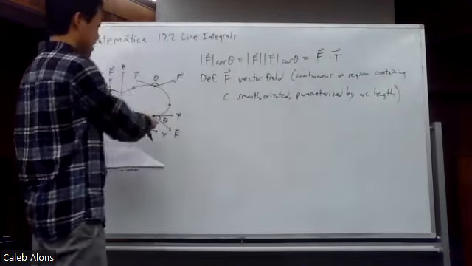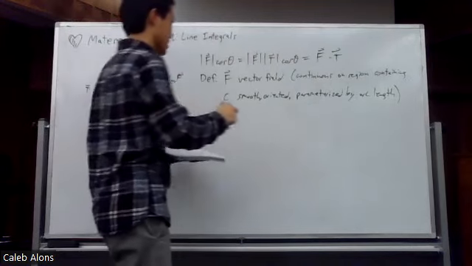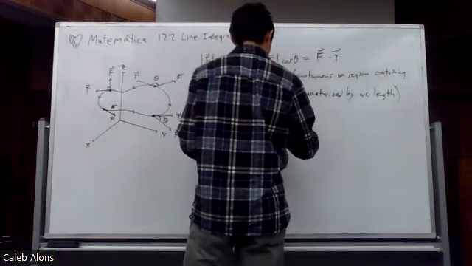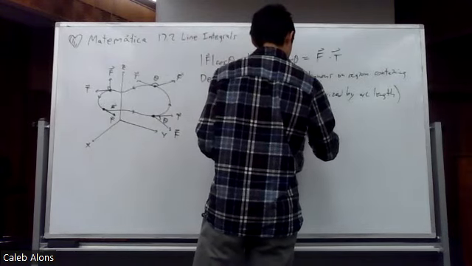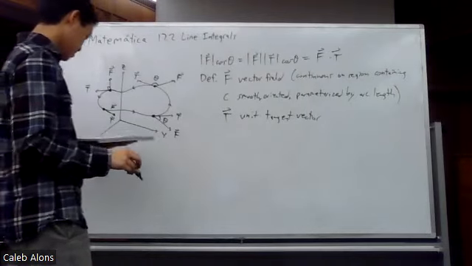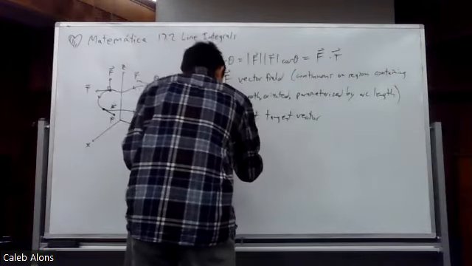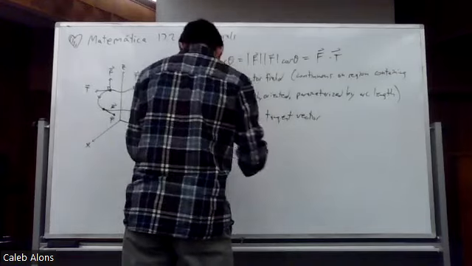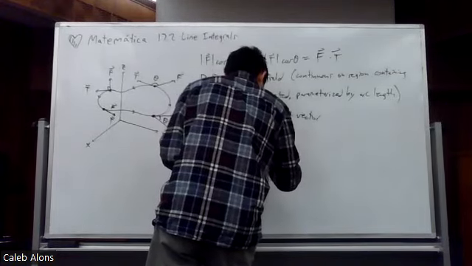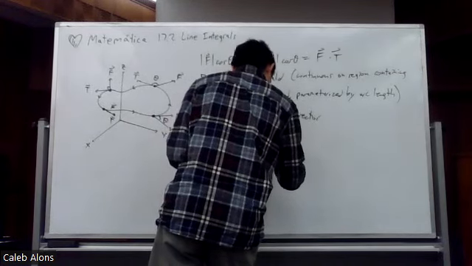Okay. T is the unit tangent vector. And if you have those ingredients, now what we're going to do is integrate over the curve C of the field dotted with the unit tangent vector, ds.